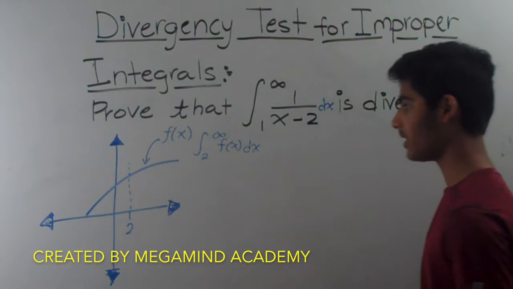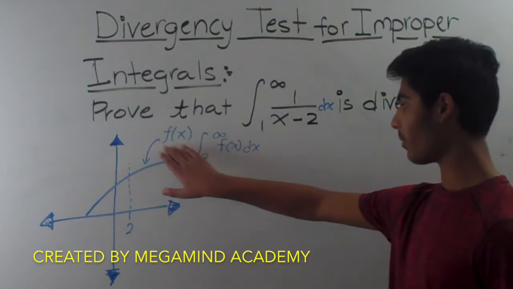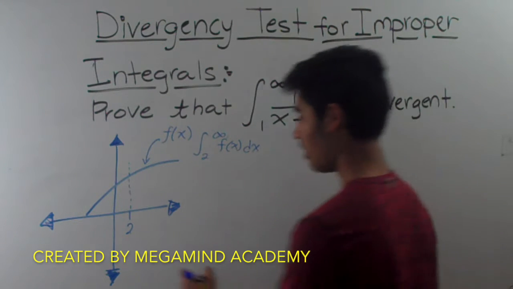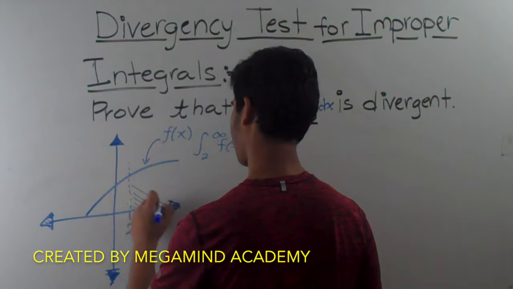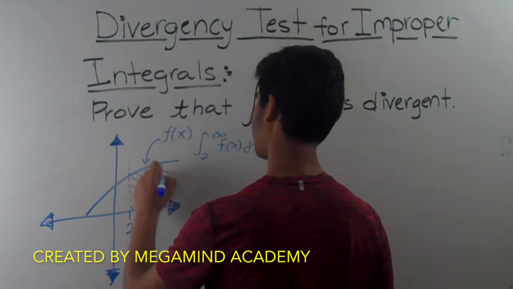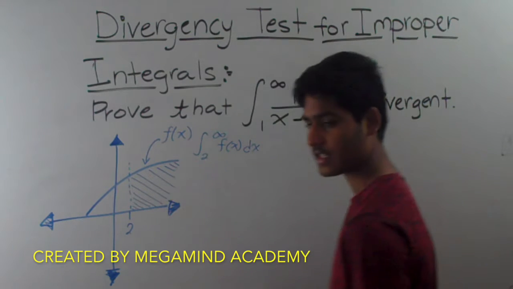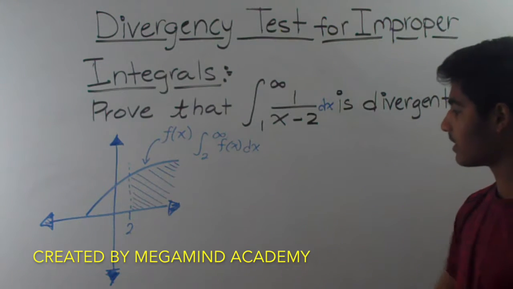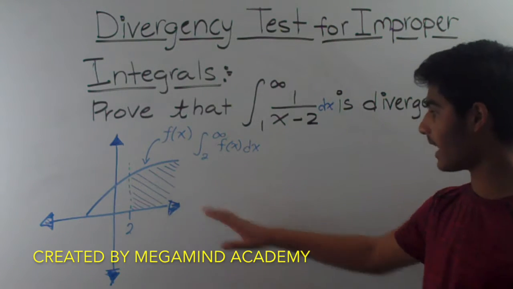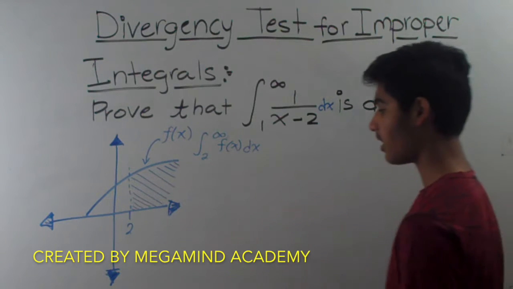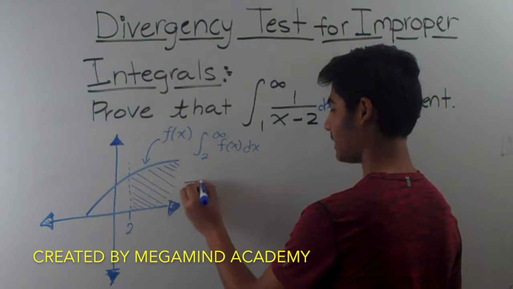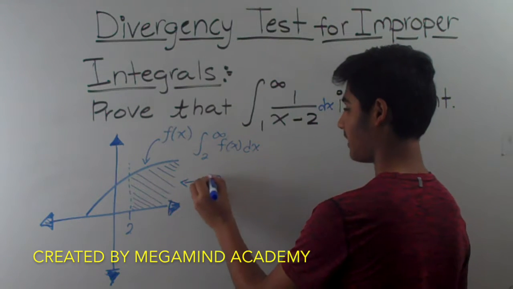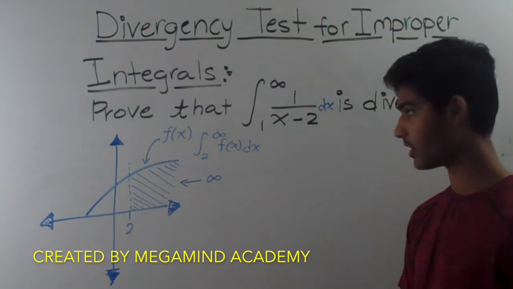So let's say that we knew what this area would be. So we know this is a common function, so let's say f of x was a common function. Based on this example, we would know that the area of f of x under the curve from 2 to infinity would have to be infinite, right? So this would be divergent.